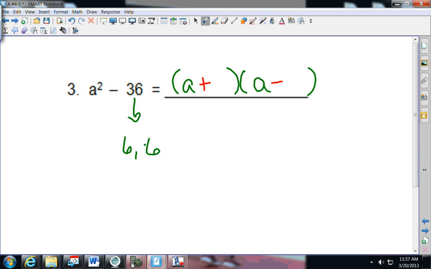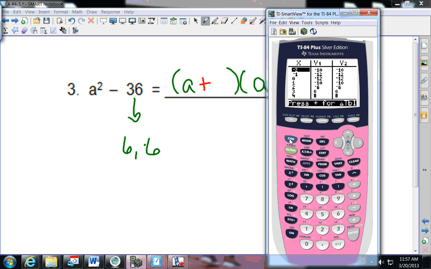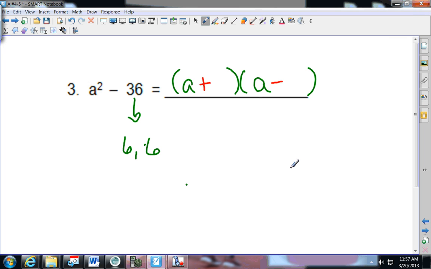say you don't know. Well, if I go right here, I can go into my home screen and put in there the square root sign, which is second and then the x squared. See, above the x squared is a little square root sign. And you can put in 36 and press enter. It will tell you what that number is. That'll work for all of these. So then my answer becomes plus 6 and minus 6. That would be my answer.